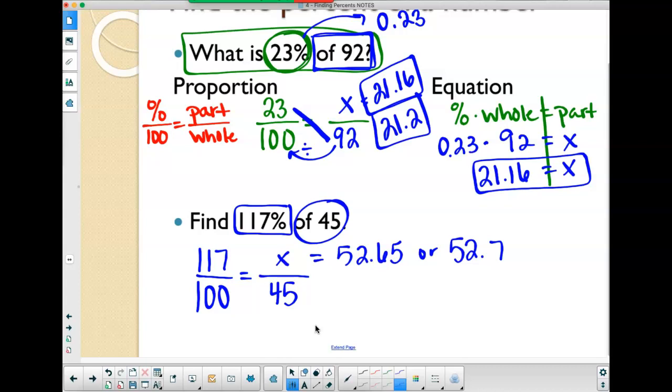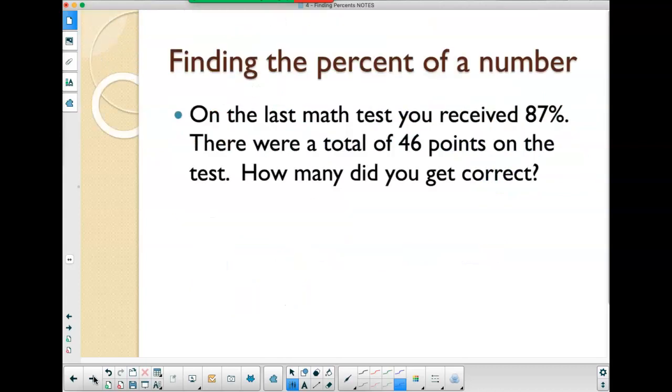Okay, last problem is a word problem. On the last math test, you received 87%. There were a total of 46 points on the test. How many did you get correct? Okay, I would still go back to setting up a proportion. That's what I'm going to do. Do we know the percent? Absolutely, right? It says 87%. So I'm going to put 87 over 100.